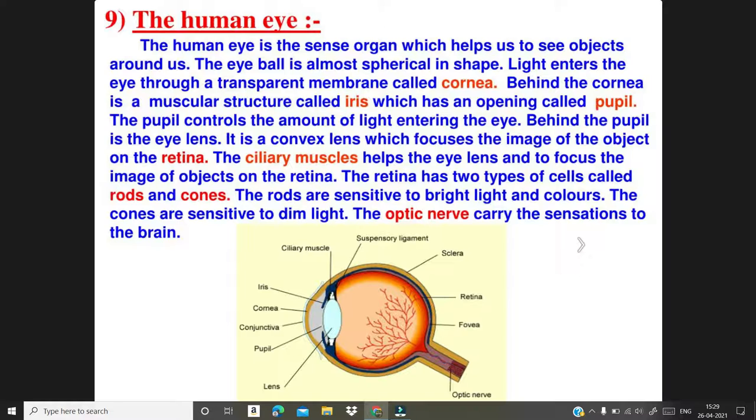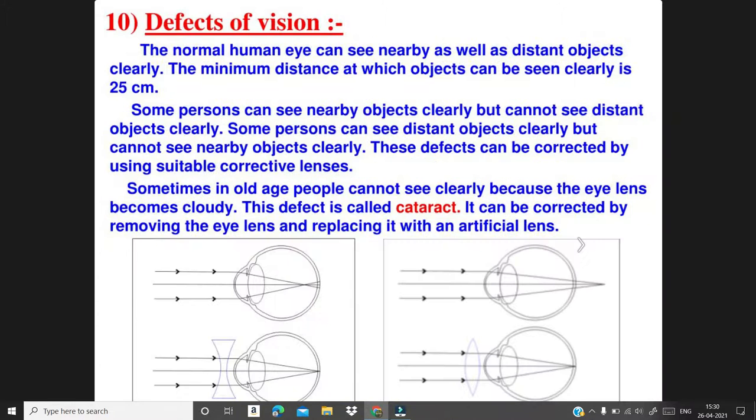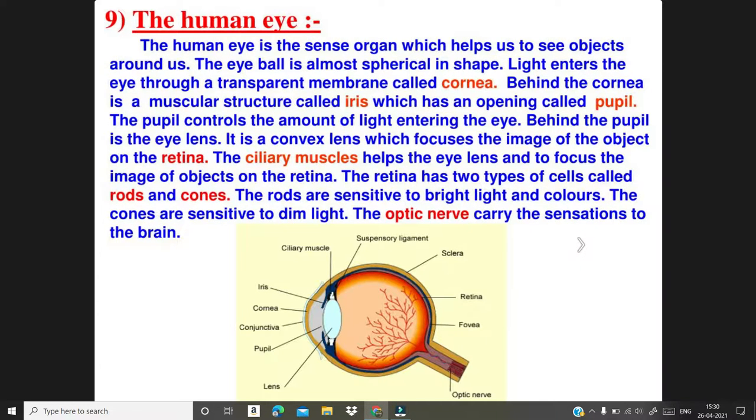It is a convex lens which focuses the image of the object on the retina, and the ciliary muscles help the eye lens to focus the image of objects on the retina. The retina has two types of cells called rods and cones. The rods are sensitive to bright light and colors, and the cones are sensitive to dim light. The optic nerve carries the sensation to the brain. I hope it is clear because it is given in very simple language.